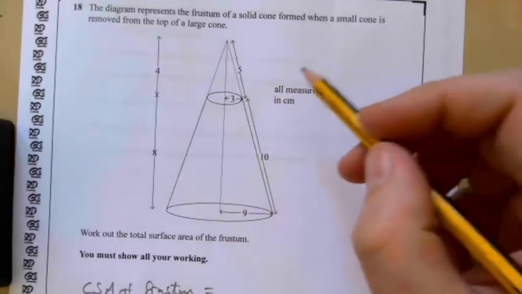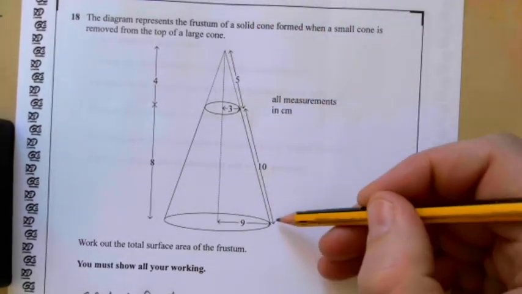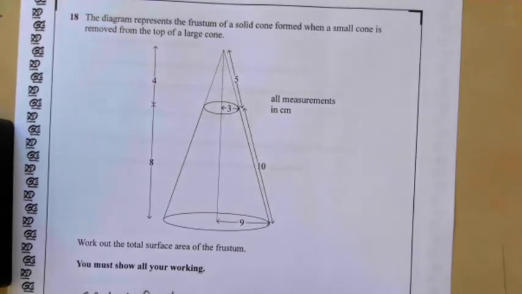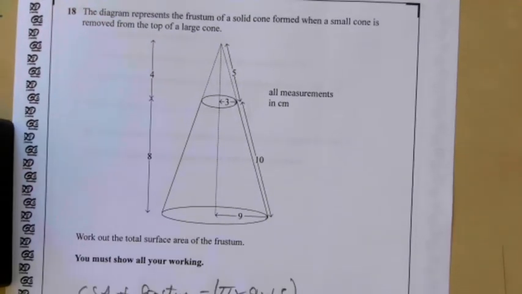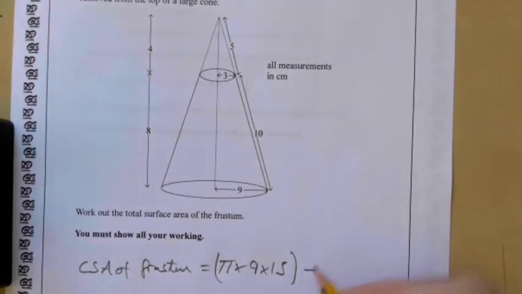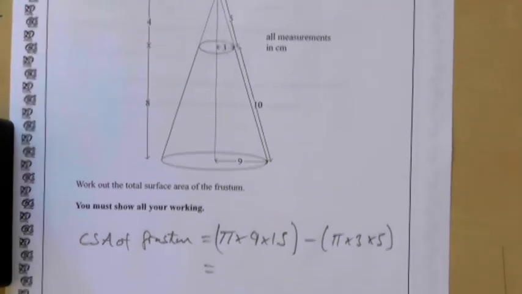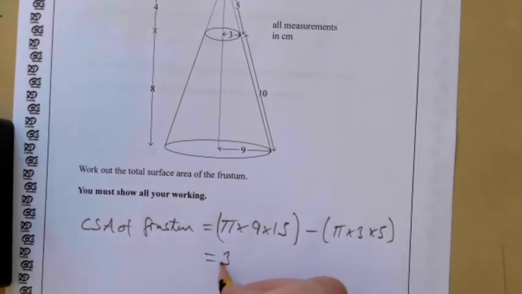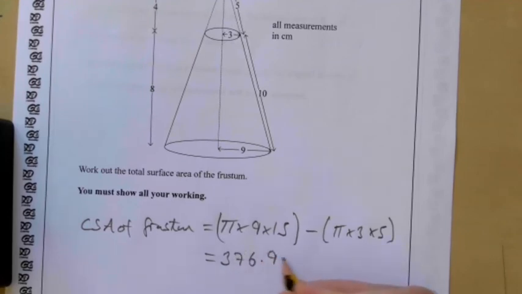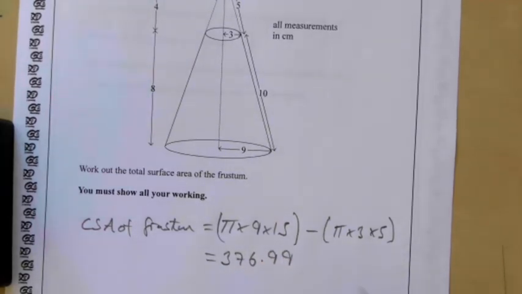Remember you have the formula for this, so it's actually pi RL, and L is your slant height. So in this case, it's going to be pi times 9 times 15. That's the whole cone. Take away the wee cone, which is pi times 3 times 5. If you put that into your calculator, you will get something around 376.99. So that's our curved surface area.